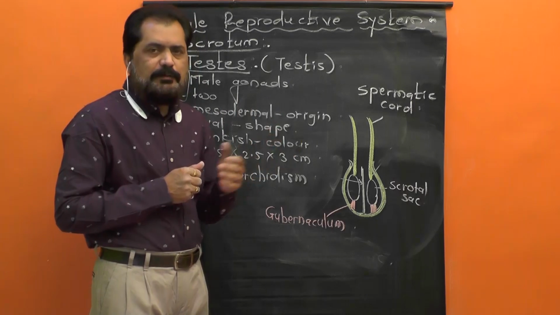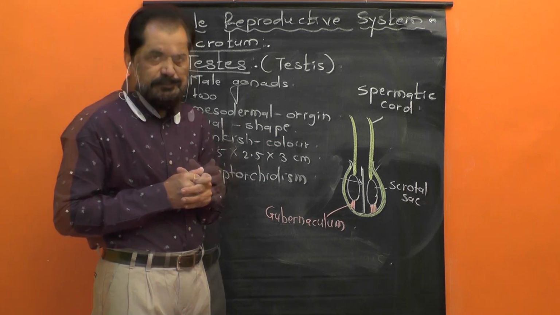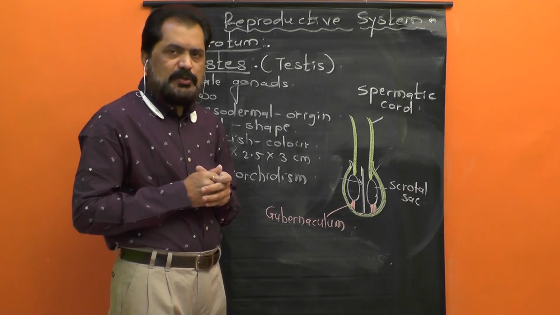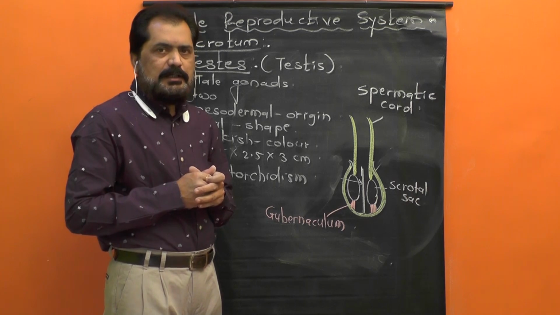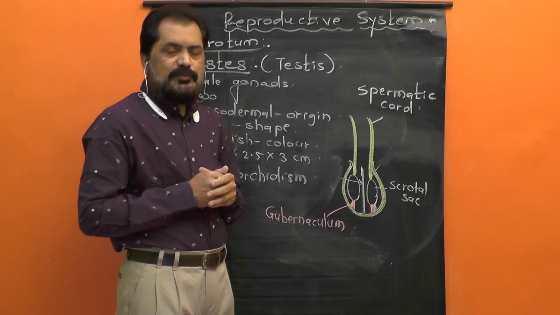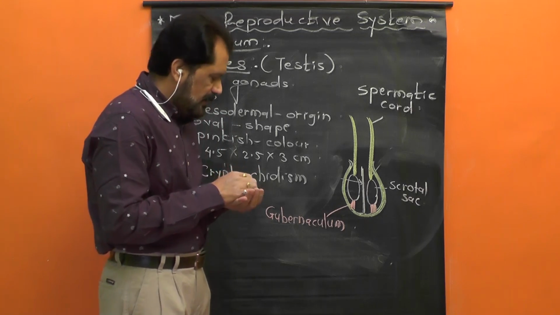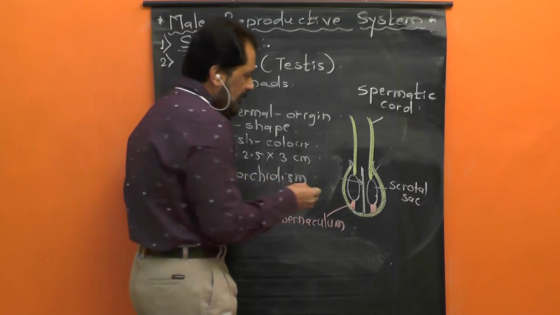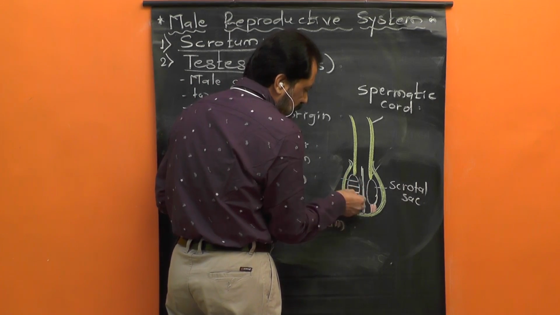The outermost covering is called tunica vaginalis. Middle covering is called tunica albuginea. And innermost layer is called tunica vasculosa. You must know that testis is internally divided into 200 to 300 compartments.